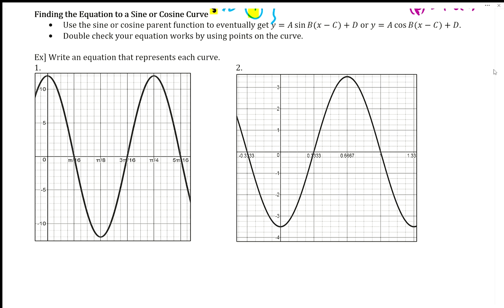Hi everyone, and welcome to our video on finding the equation to a curve that's already given. Most of the time we can find them by just plotting points and making sure we remember what the period and amplitude are in a problem. So for this first one, I'm going to highlight it in blue.